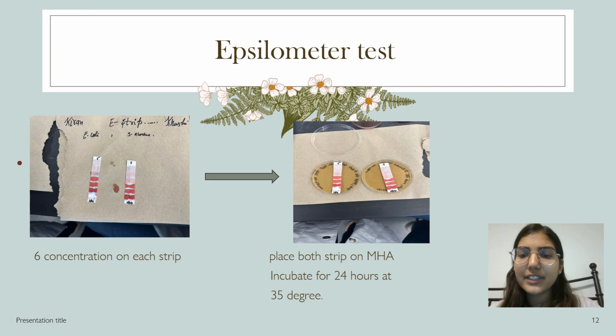So after pouring the 6 different concentrations of beetroot extract in 6 different columns of the E-strip with the help of a micropipette, we then took 2 MHA plates and swabbed the first plate with E. coli and the second plate.